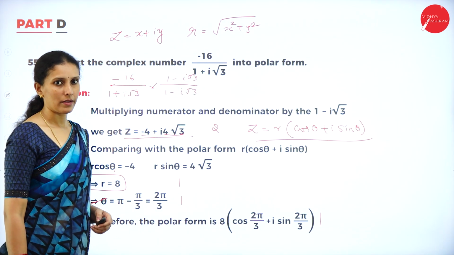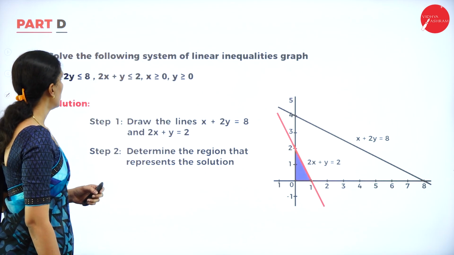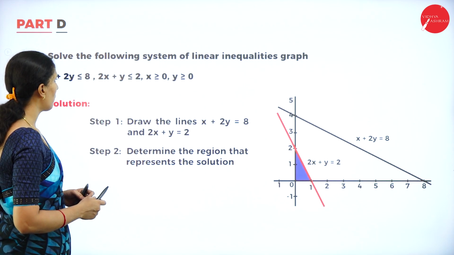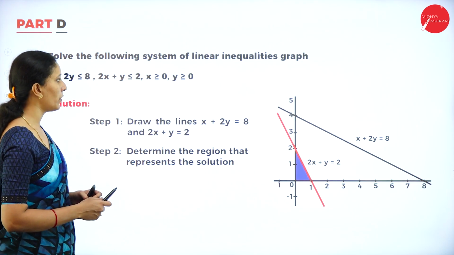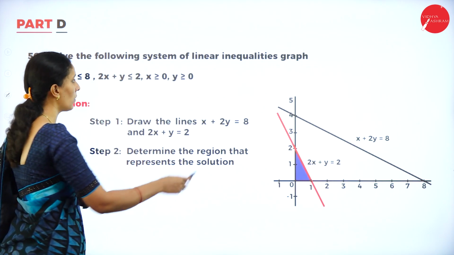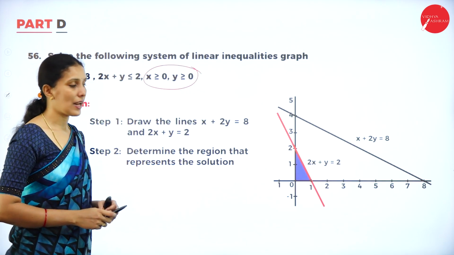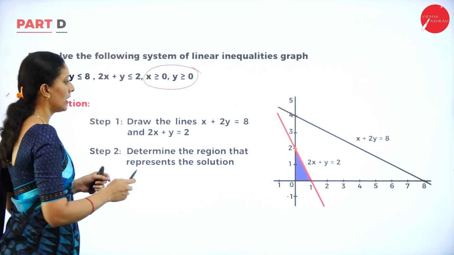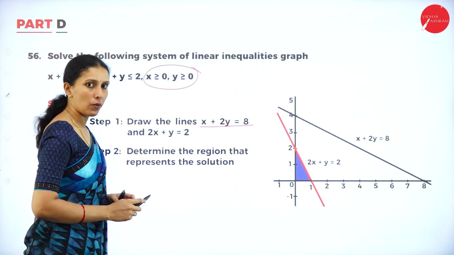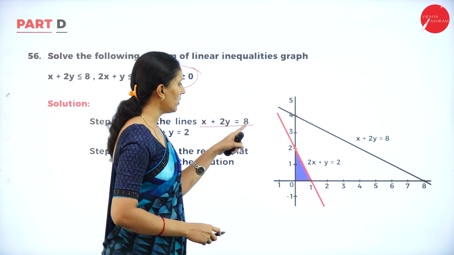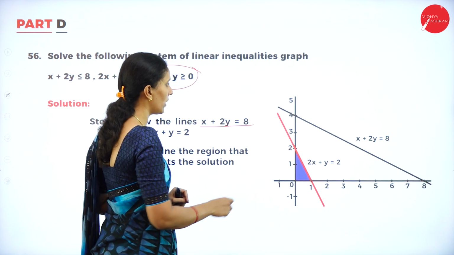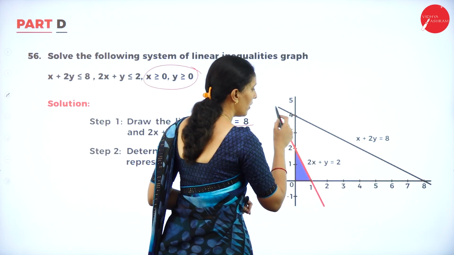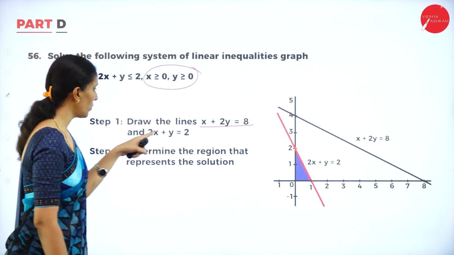So total 5 marks. Next one, solve the following system of linear inequalities graphically: x plus 2y less than or equal to 8, 2x plus y less than or equal to 2, x greater than or equal to 0, y greater than or equal to 0. So this means the solution lies in the first quadrant here. So here we have to solve these two equations, taking x plus 2y is equal to 8. If you put x is equal to 0, then you will get y is equal to 4. So this is the point. And if you put y is equal to 0, x is equal to 8. So this is the point. We have to draw a line for these two points.